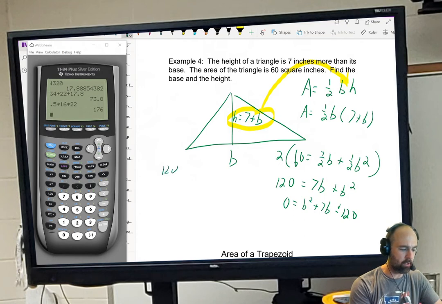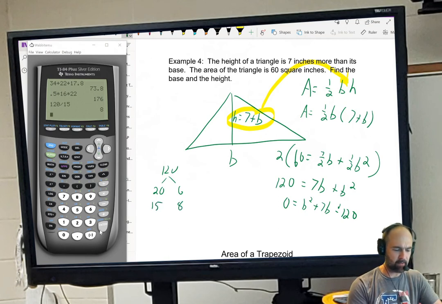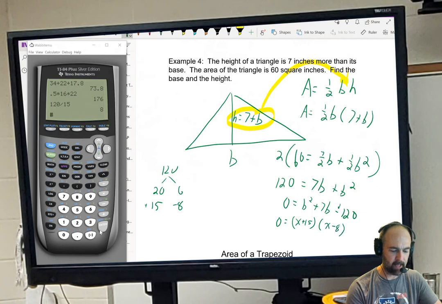So let's see, 120 is going to factor down. We could do 20 times 6, but that's not going to add to be 7. Let's see, I believe 120 is also divisible by 15. Yep, 8. So it's 15 times 8. And if I make that 15 positive and 8 negative, then sure enough, the positive 15, negative 8 add to be 7 and multiply to be negative 120. So I've got 0 equals x minus, sorry, x plus 15 times x minus 8.